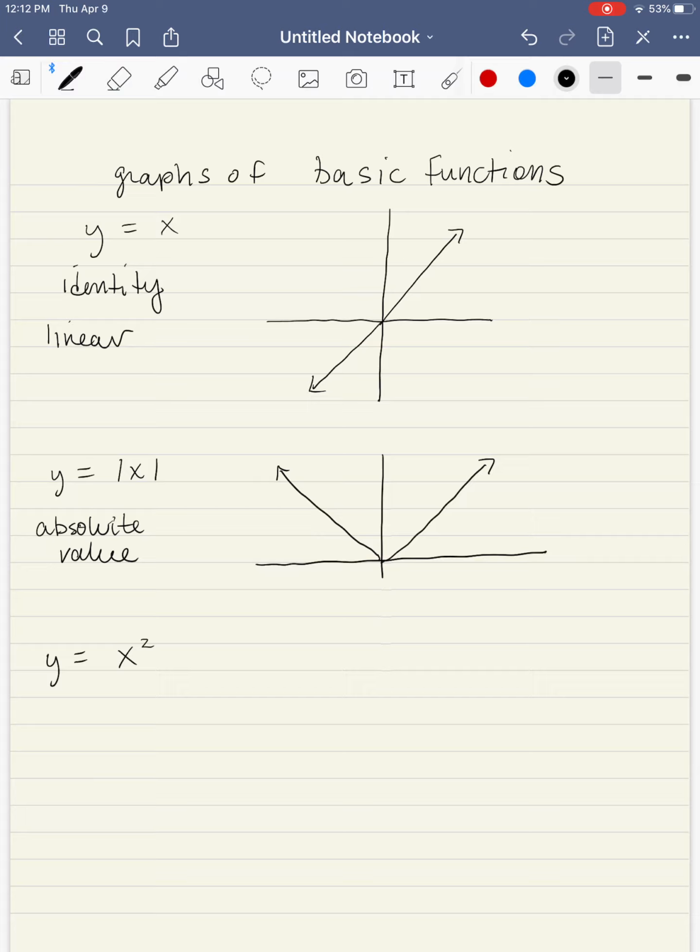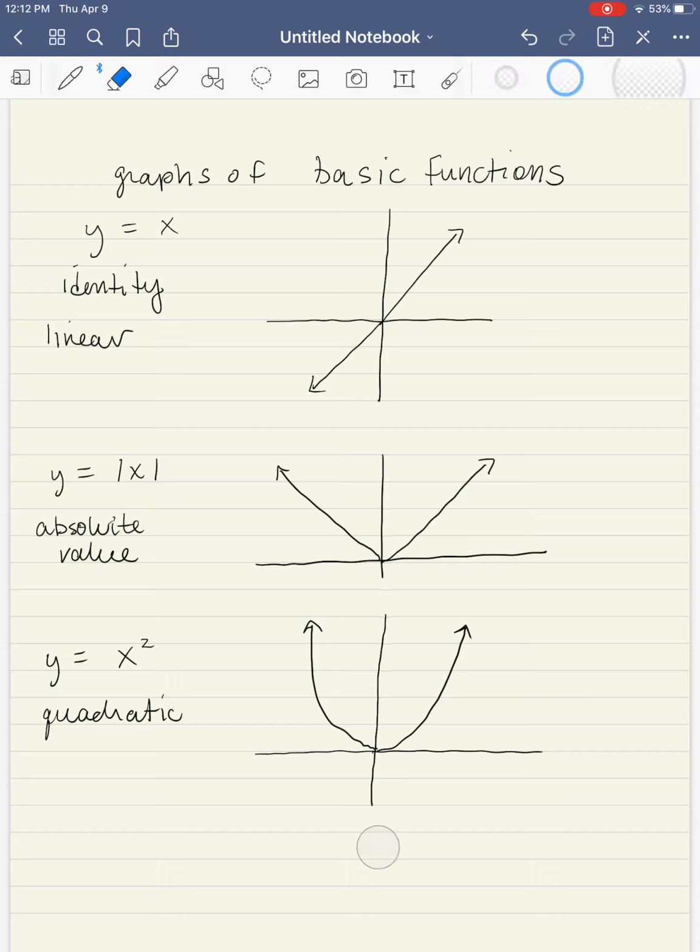Our next graph is y equals x squared. And we see that we have a shape that looks like this. That's called a parabola. So this is the basic quadratic function.